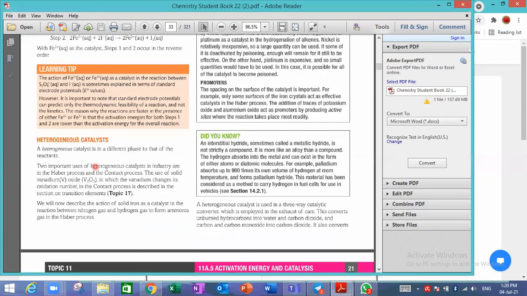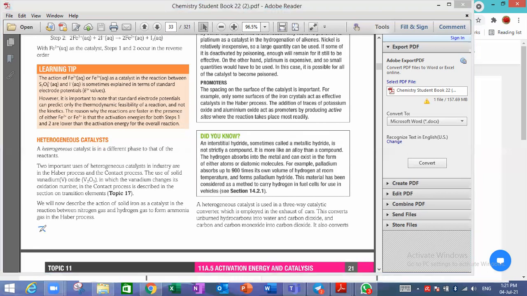Now, the second type of catalysts are the heterogeneous catalysts. And heterogeneous means that the catalyst has a different phase than the reactants. And of course, we've studied in O-level and also in the AS, we had the Haber process in the formation of ammonia. And we have the contact process for the formation of sulfuric acid. In the Haber process, we know that hydrogen gas reacts with nitrogen gas to form ammonia gas.